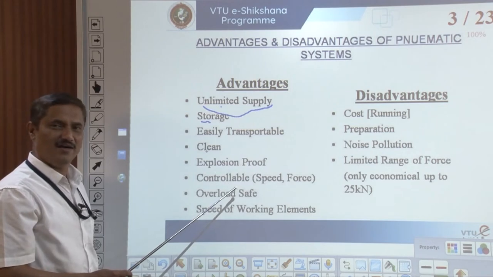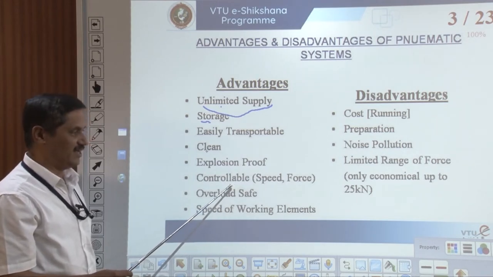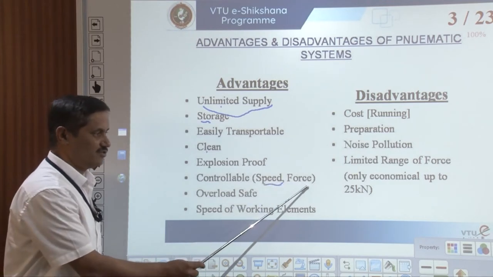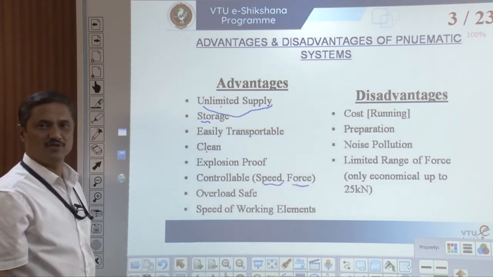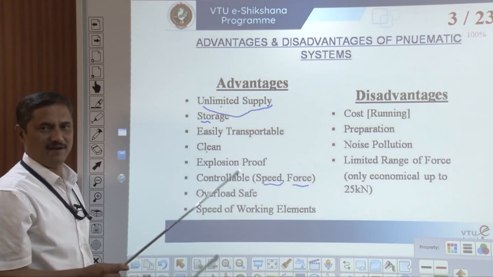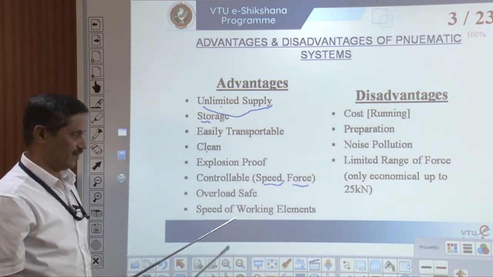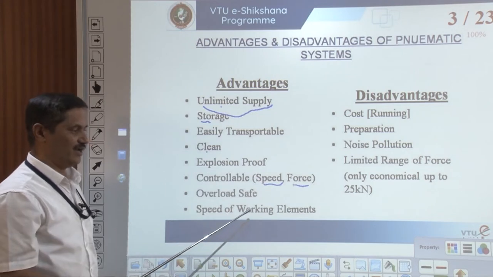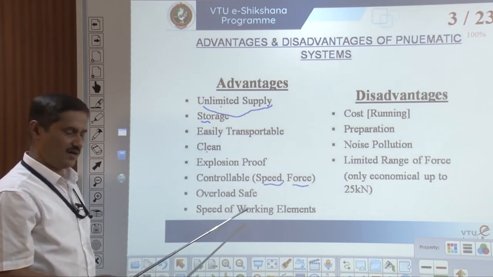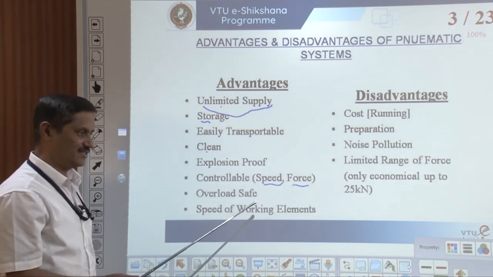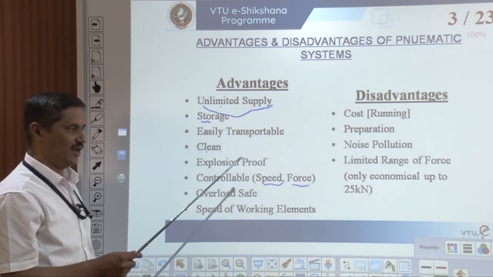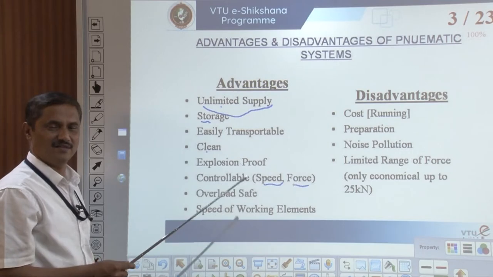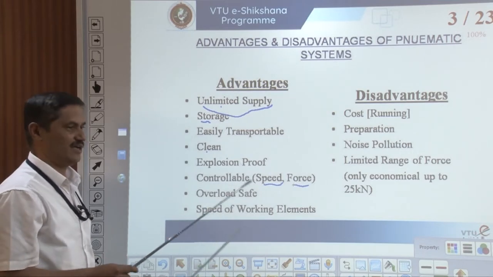Additional advantages are that we can control the speed and also the force while working on an application or system. It is overload safe, and the speed of working elements is good compared to hydraulics; it works faster. That is why we call pneumatics a speed device compared to hydraulics. It can move faster.